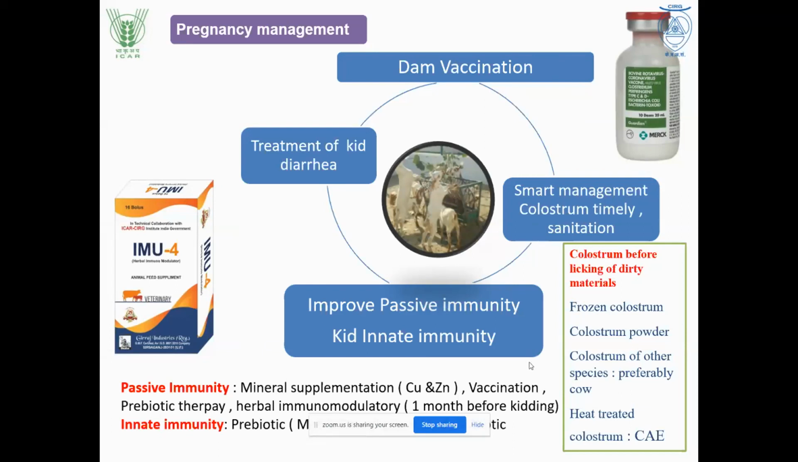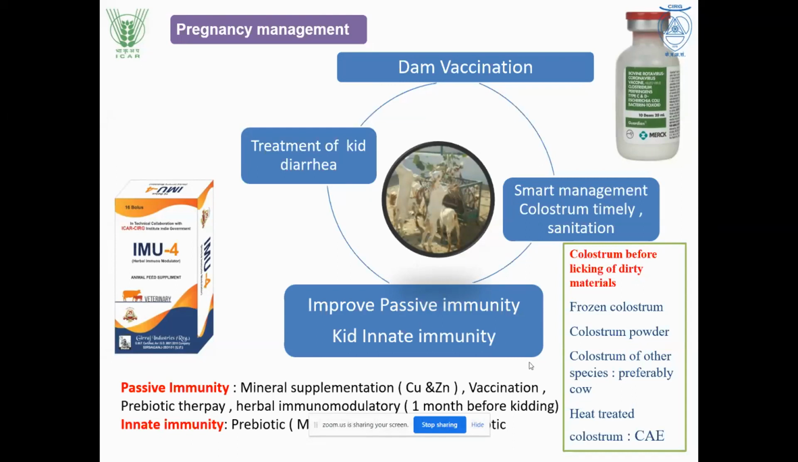Although we do not have it at this moment, a project is going on to develop a combined vaccine to prevent infection in the younger animal by providing passive immunization. Smart management is a very important thing, because management plays a very important role in controlling infection. Timely colostrum, a sufficient amount of colostrum, and sanitation are important.